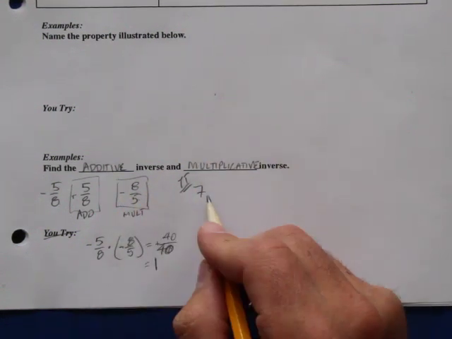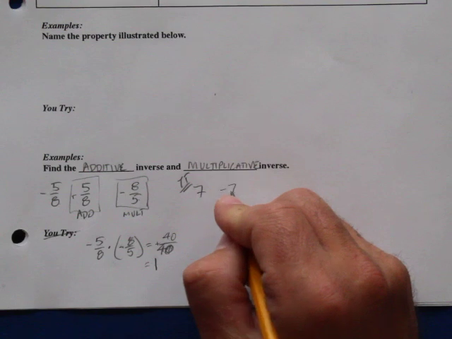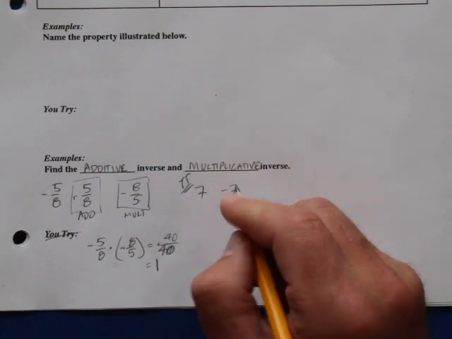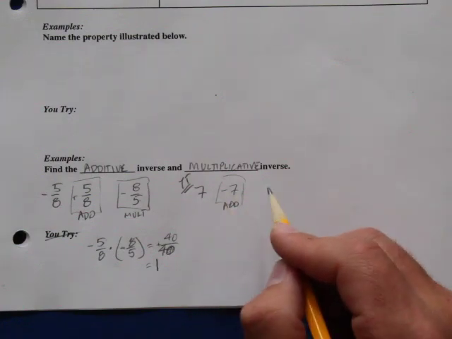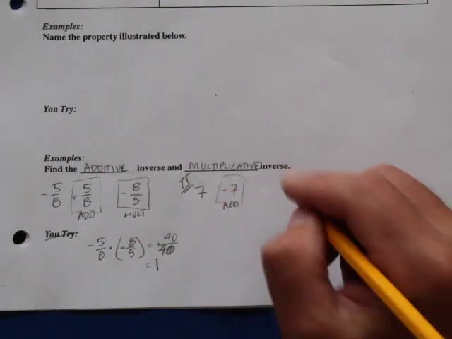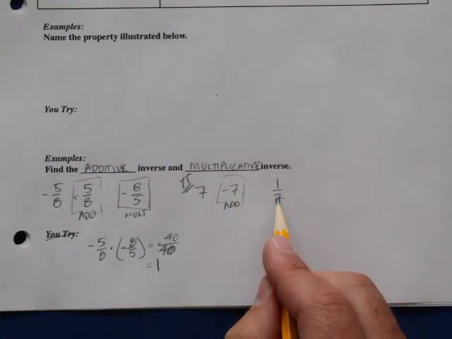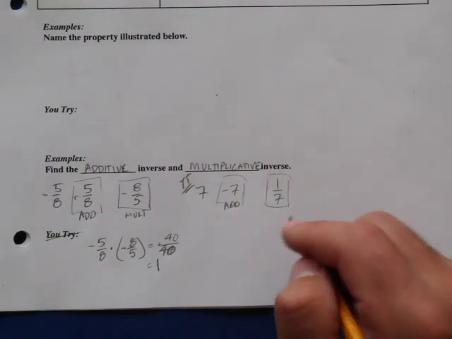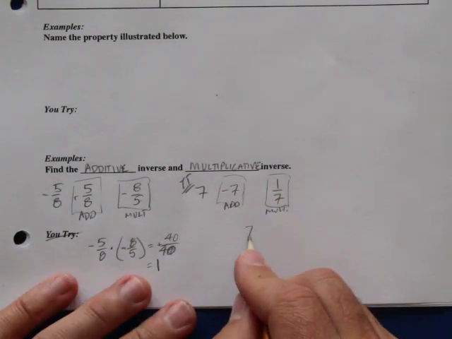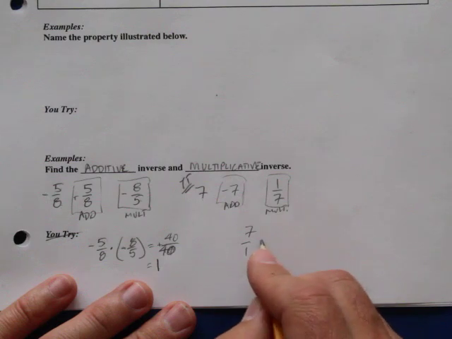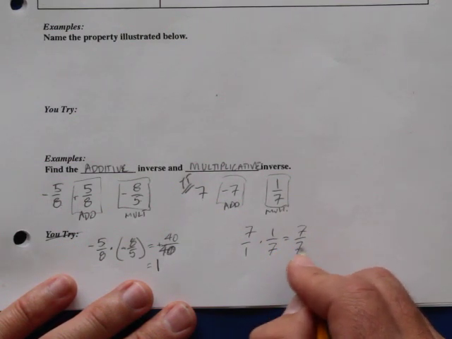So if I want the additive inverse, what do I add to 7 to get 0? I add negative 7. So that's my additive inverse. What do I multiply by 7 to get 1? So my reciprocal of 7 is 1/7. If I multiply 7 by 1/7, then I get 1. So 7 over 1, that's what 7 is, times 1 over 7 equals 7 over 7, which is 1.